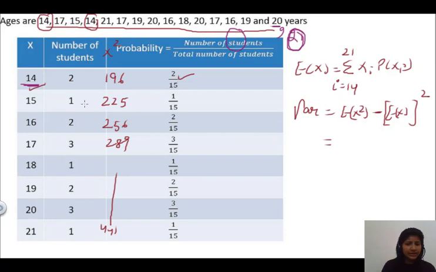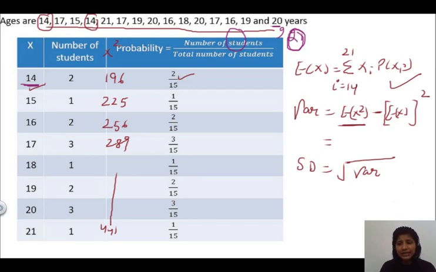Just square your X, multiply it with the probability, add all the products, you will get E of X square. From that, whatever value of mean you are getting, square it up and then subtract it from this value. Then standard deviation, you just take the answer of the variance whose square root you're going to take. Correct? That's the only thing you need to do for doing the question.